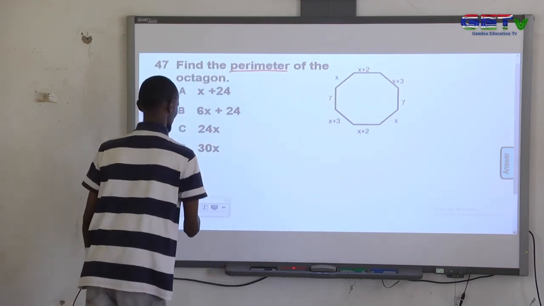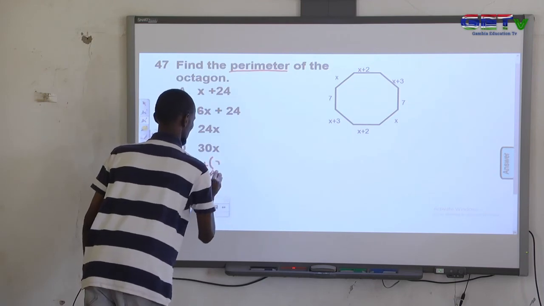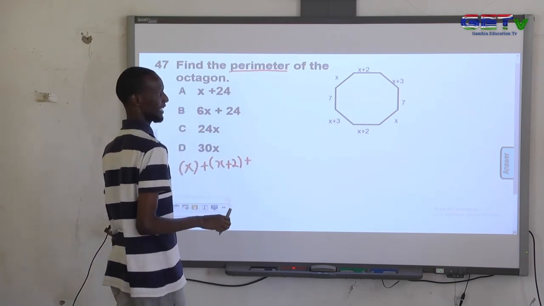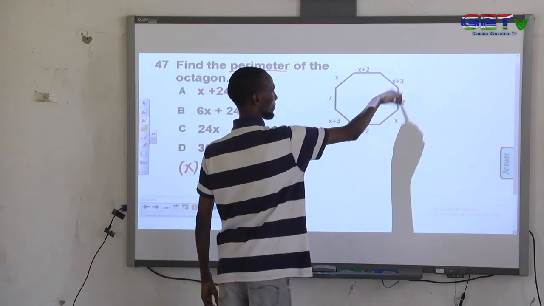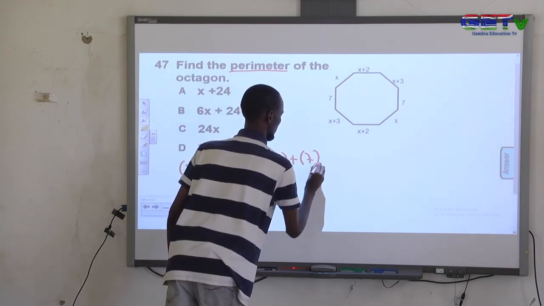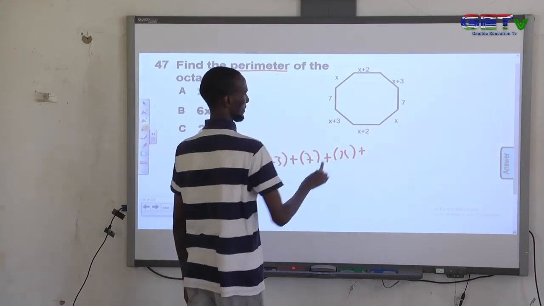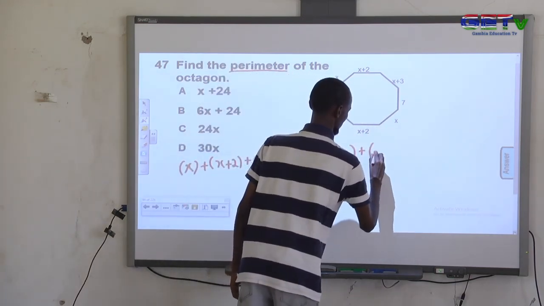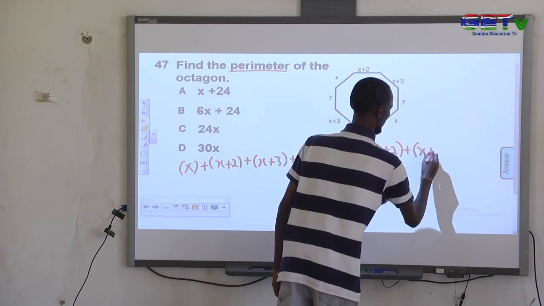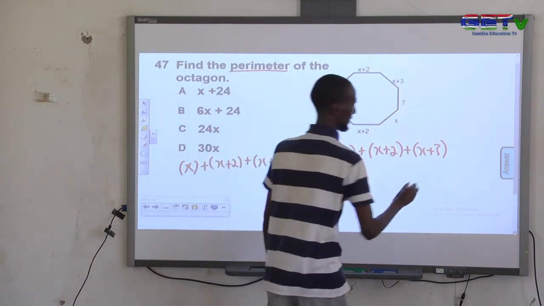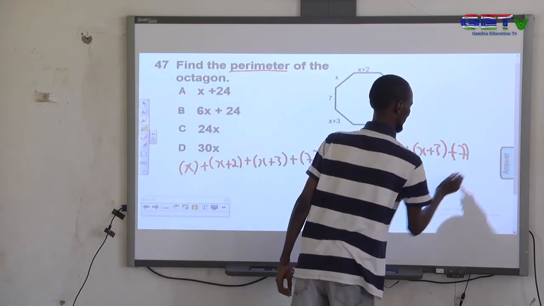The first side is x, so we add that. Plus, the second side is x plus 2, plus the third side is x plus 3, plus the fourth side is 7, plus the fifth side is x, plus the sixth side is x plus 2, and then the seventh side is x plus 3, and then finally our eighth side is 7. So we simply add all the 8 sides to get our perimeter.